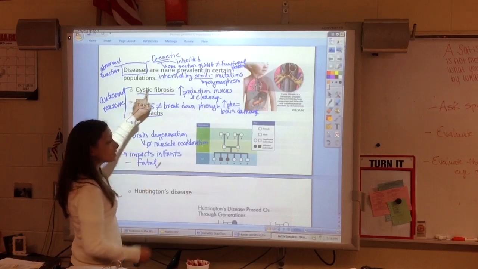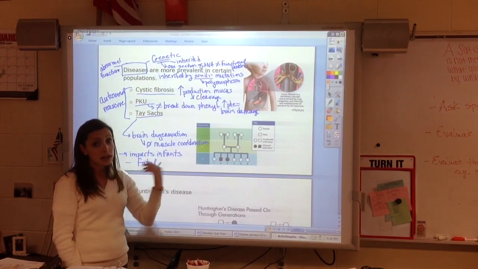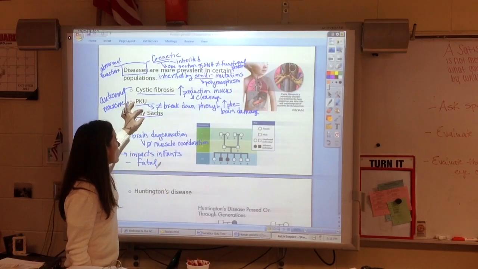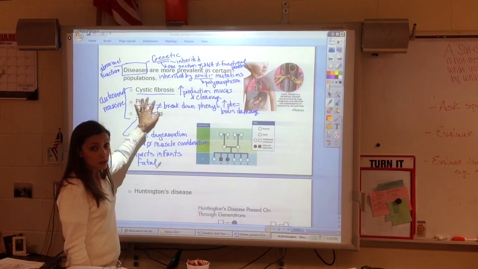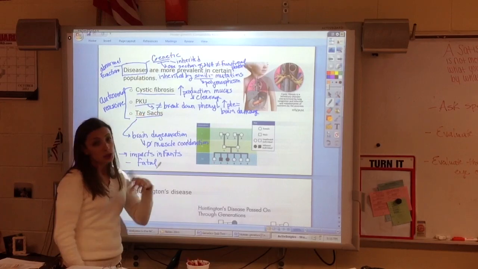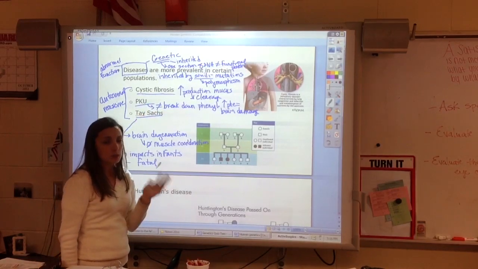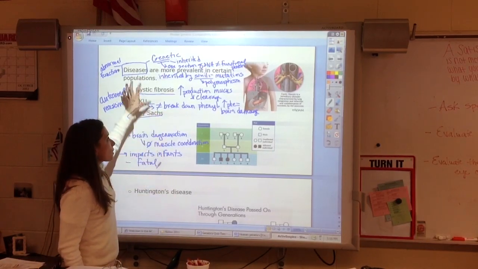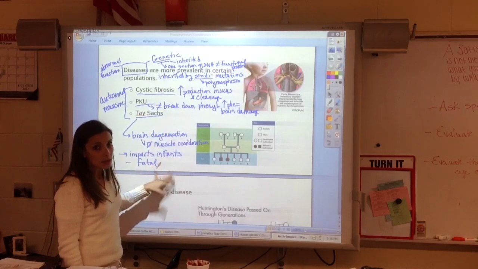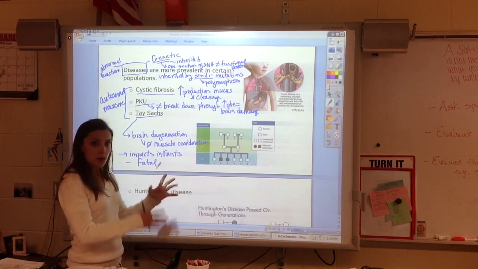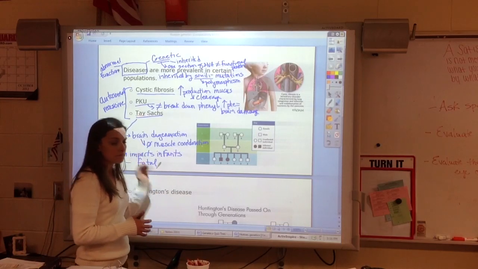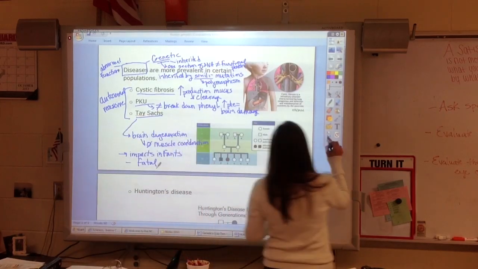And so cystic fibrosis is found in Caucasian populations. PKU is found in certain populations like the Pennsylvania Dutch population. You don't have to memorize any of that as much as you need to know that because human mating habits usually are influenced by culture and ethnic groups, we're going to see the incidence higher in some populations.